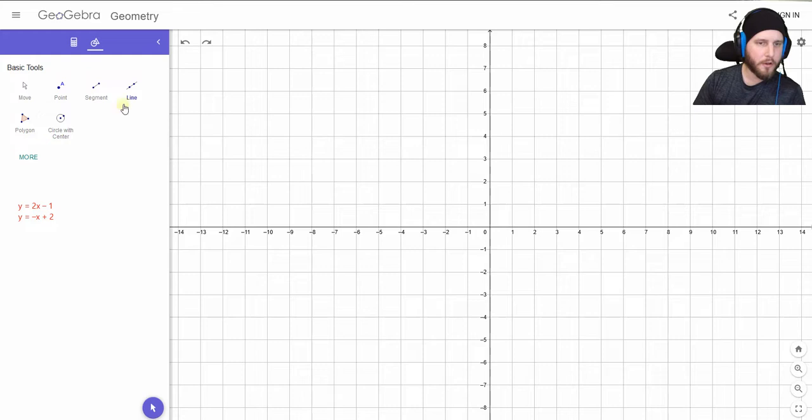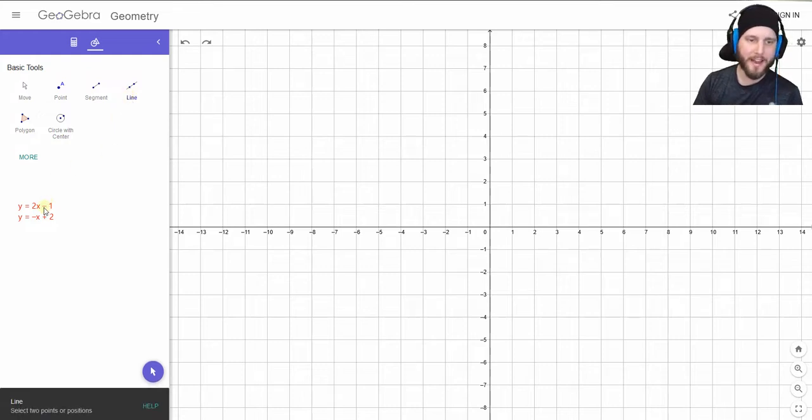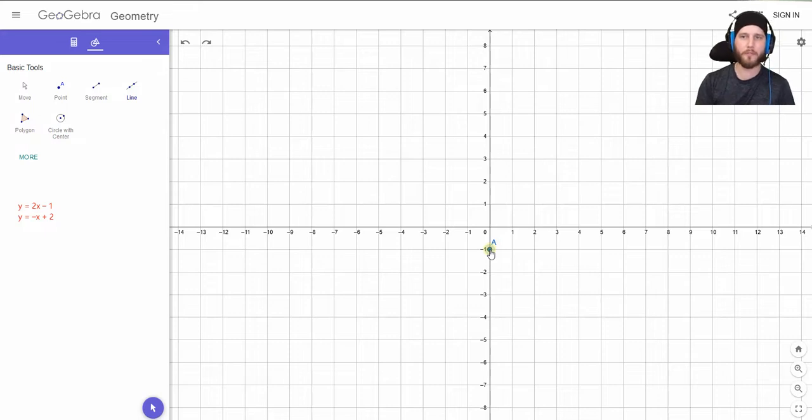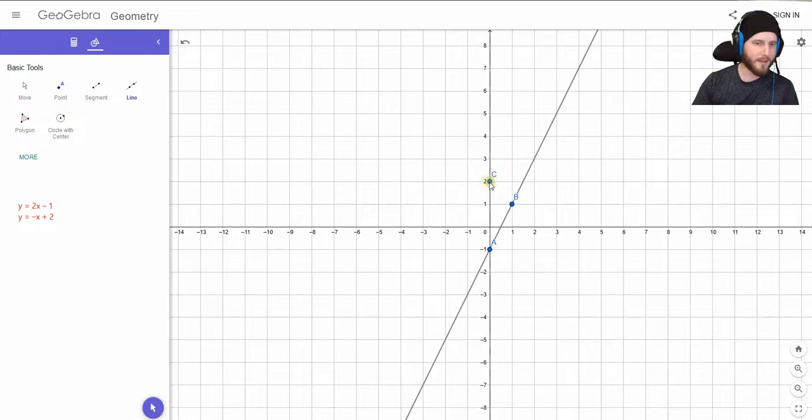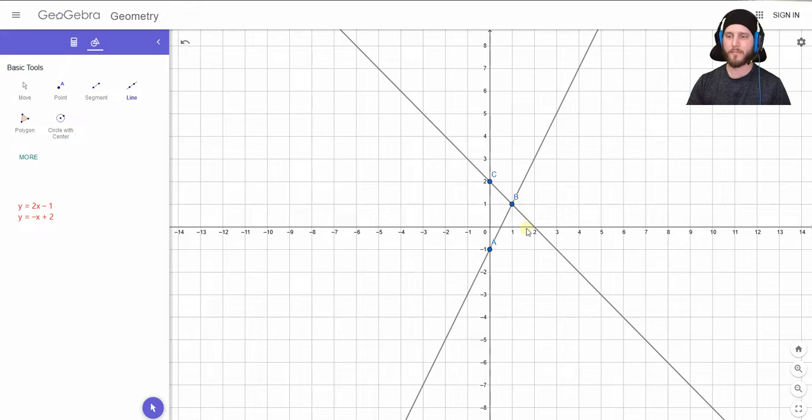Okay? So we have one that starts at negative 1, and the slope is 2x, so that means 2 up, 1 over. Right there. And my second equation starts at y equals positive 2, and it is minus x, so it's going to go 1 over, 1 down. And my solution is at 1, 1.